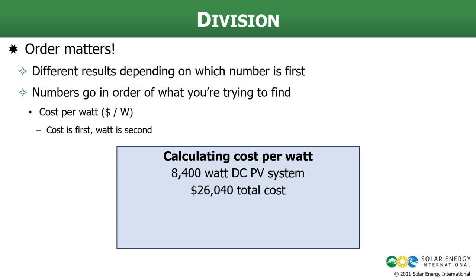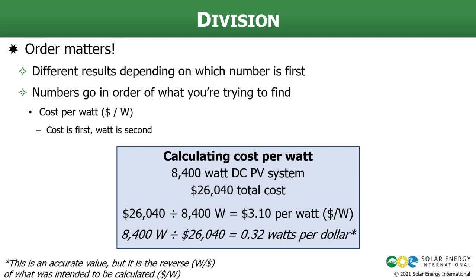So if we want to find cost per watt, we need to put the cost first in the formula and the watt second in the formula. So we're going to take $26,040 divided by 8,400 watts, and that is going to give us $3.10 per watt. That's our cost per watt.